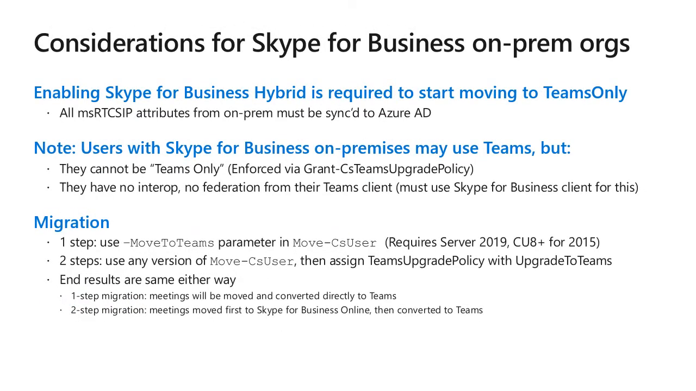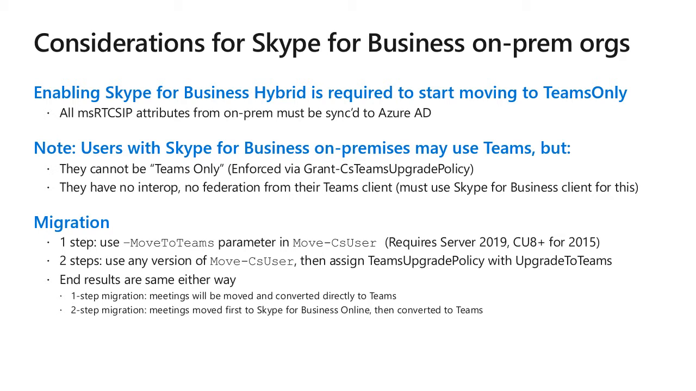Let's take a look at some considerations that are specific to organizations that have Skype for Business Server on premises. First and foremost, if we want to have the most transparent migration possible from Skype for Business Server on premises to Teams, we must enable hybrid to start moving our users into the Teams only coexistence mode. Now, this includes a couple of things.